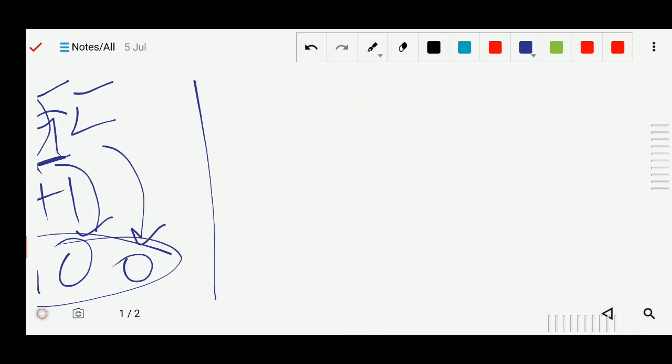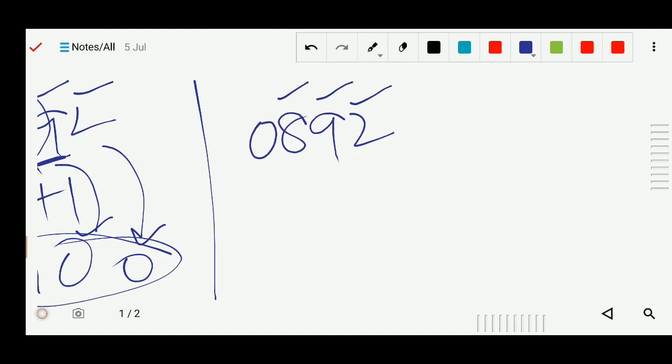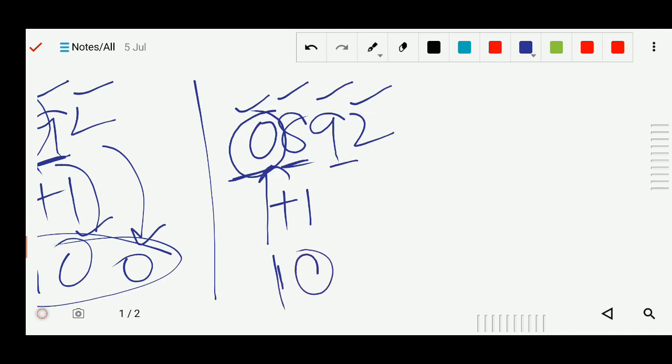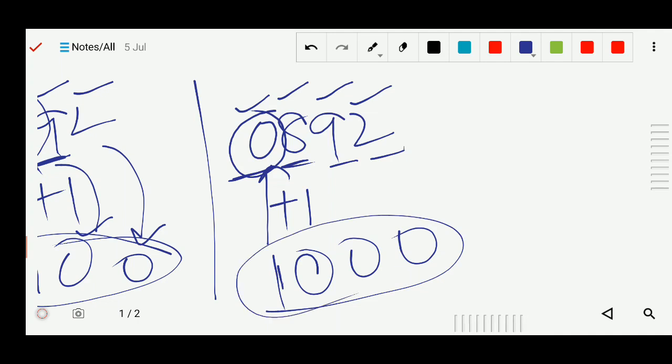Again we will do 892, but to the nearest 1000. So ones, tens, hundreds, but at the 1000 place there is no digit, so we place 0. We will round this 0. Now put the arrow. Check the digit just right of this circle, there is 8, which is greater than 5. So we will do plus 1: 0 plus 1 is 1, and the 8 became 0, 9 became 0, and 2 also became 0. So your answer is 1000.